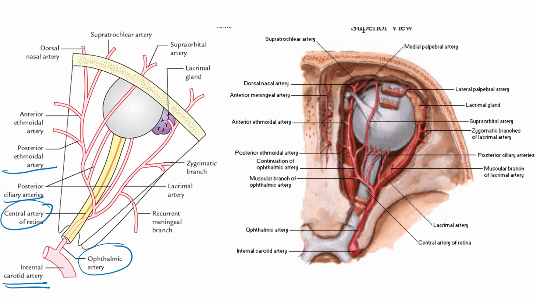So we can make out the dissected view, where the ophthalmic artery arises from the internal carotid, reaches the orbit and supplies the entire contents, which are seen clearly here.